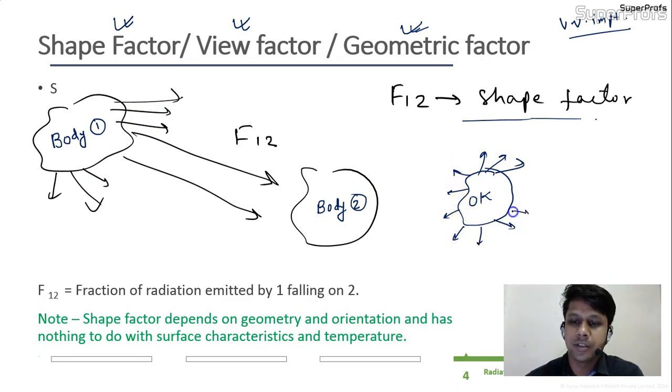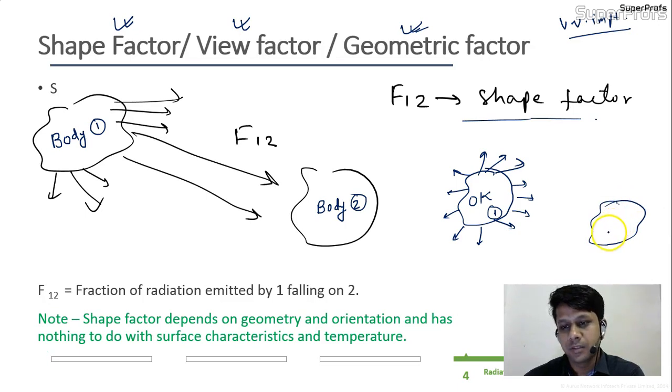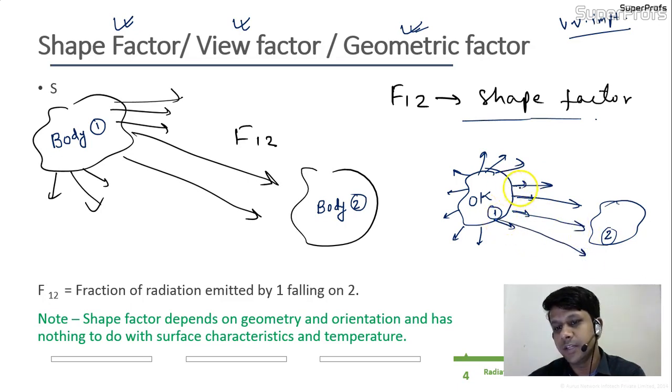So this is emitting the radiation, and consider in its neighborhood. So this is body number 1, and in its neighborhood there is one more body, body number 2. Because body 1 is emitting some radiation and body 2 is in its neighborhood, obviously some of the radiation will fall upon body number 2.